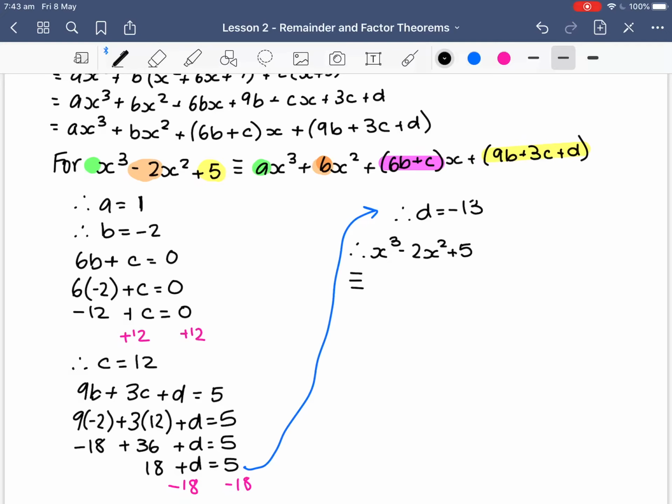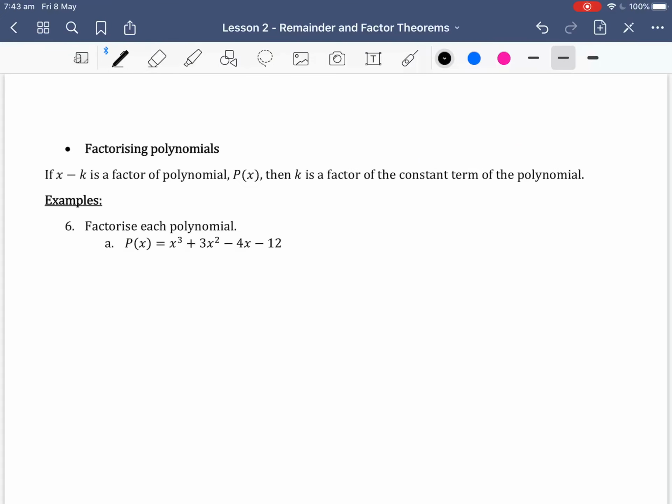Is congruent to our a, x cubed, which ax cubed is, a is just 1, so it will be x cubed, plus our b bracket x plus 3 all squared. So where our b is minus 2, so minus 2 bracket x plus 3 all squared, plus c, so our c is 12, so plus 12 bracket x plus 3, and then plus our d on, which is negative 13. And that's how we answer that question.